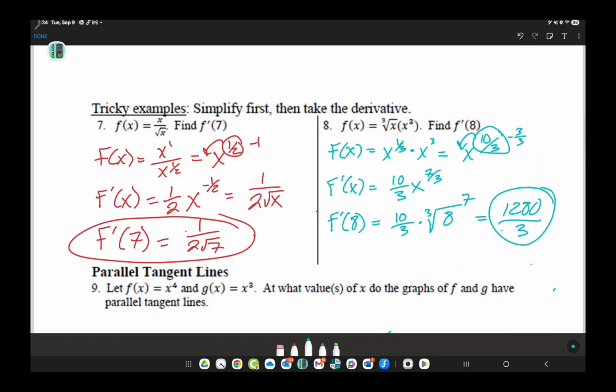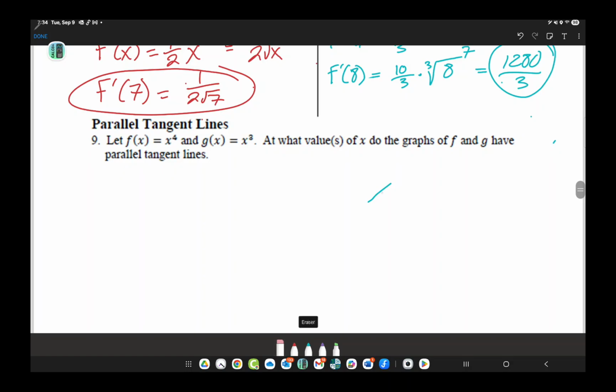All right. So parallel tangent lines. Let f of x be x to the fourth and g of x be x cubed. At what values of x do the graphs of g and f have parallel tangent lines? Which basically means when will their derivatives be equal? Okay. So when is f prime of x equal to g prime of x?